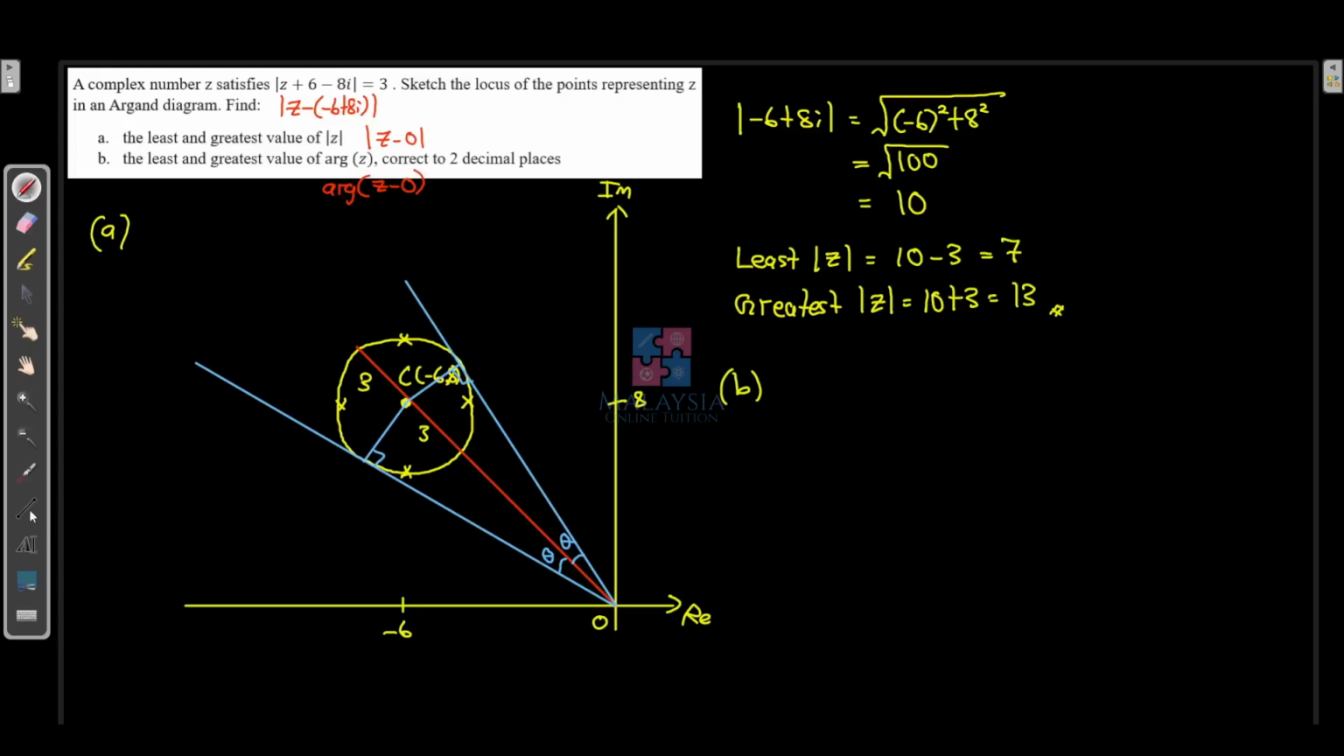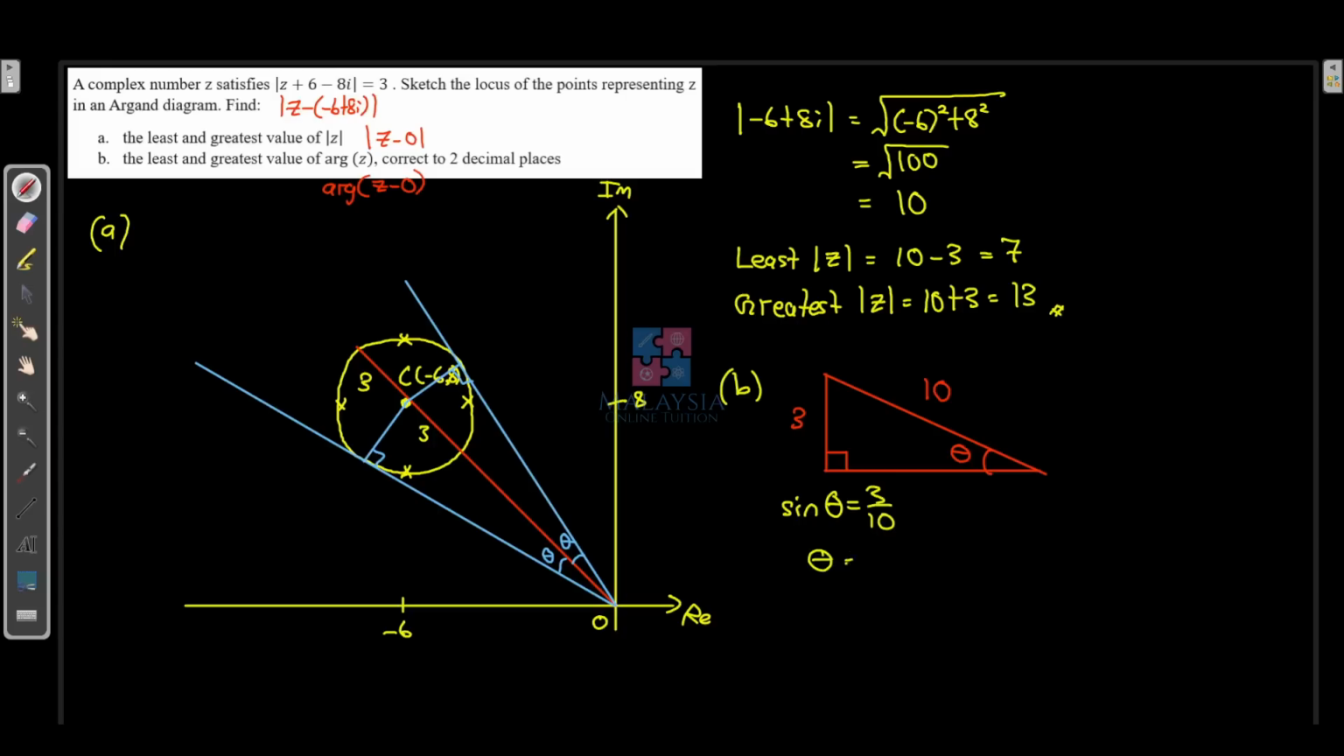For the value of theta, we are going to sketch a right angled triangle. Let's say this is the right angled triangle, like this. The theta that we want to find is going to be over here, and this is the 90 degrees. We know that the radius of the circle is 3, so the 3 is over here. The distance from the origin to the center of the circle, we already found to be 10. So in this case, sine theta equals 3 over 10.